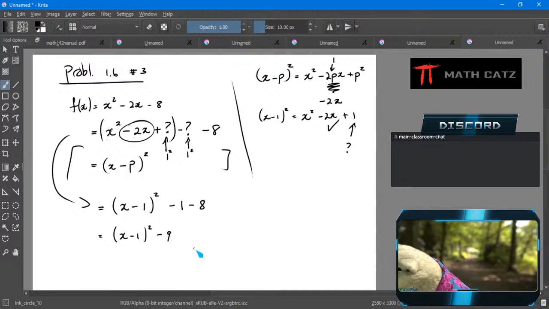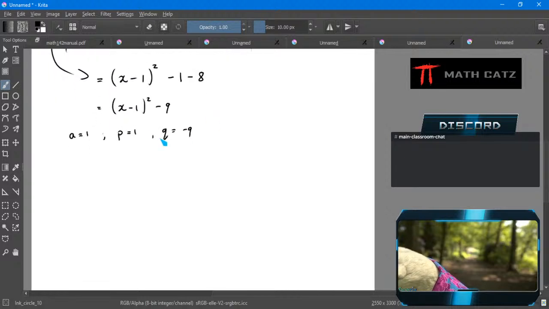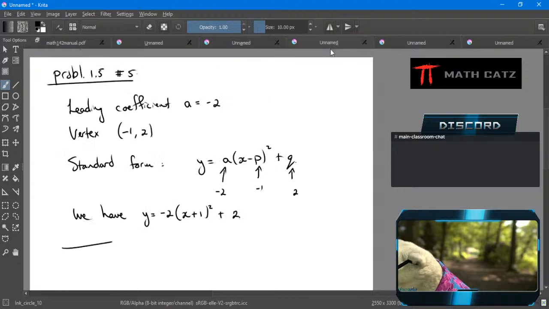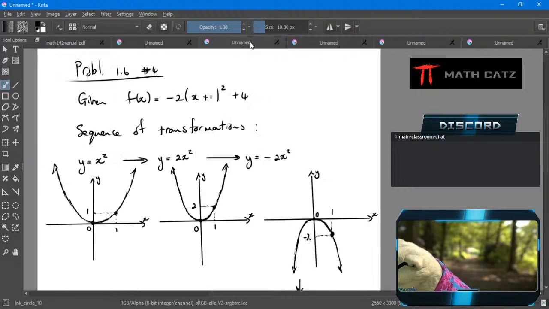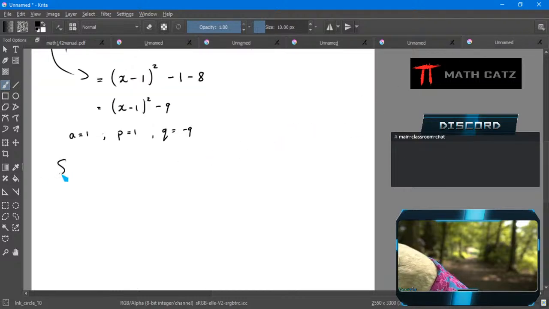All right. This now tells me a is 1, p is 1, q is -9. That means I have everything I need. I can now finish it in the exact same way as I did, not number 5, number 4, make my transformations. Now I'm not going to do the whole thing here. I'm going to do my sequence of transformations without the graph. It's going to start with y equals x squared.